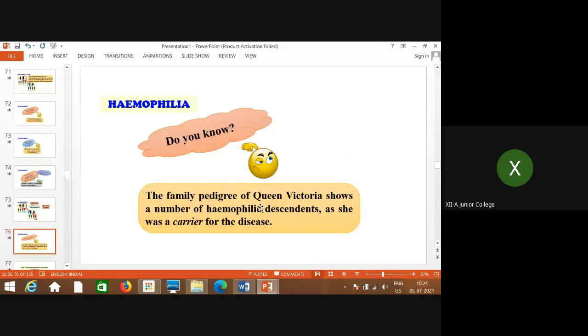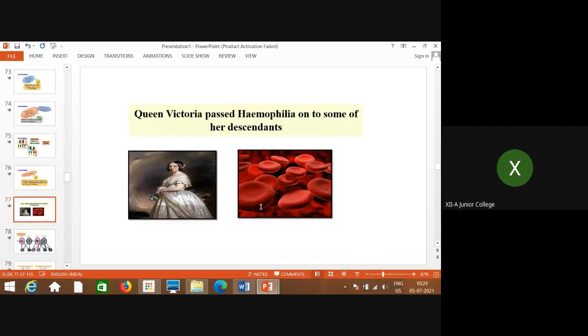One example you might know is the family pedigree of Queen Victoria, which shows a number of hemophilic descendants, as she was a carrier for the disease. Queen Victoria passed hemophilia on to some of her descendants.